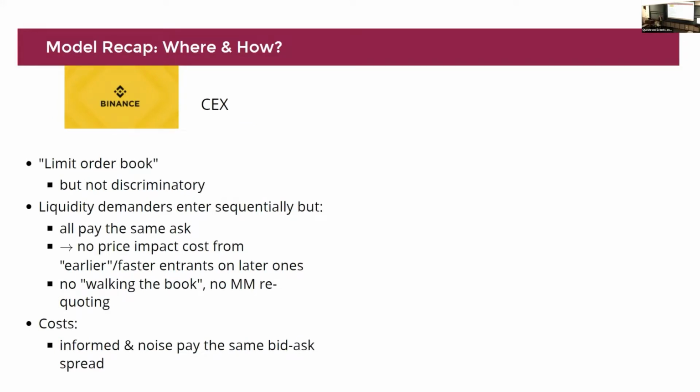We can trade on the centralized exchange, Binance for example. It has a limit order book, but it's not discriminatory. Liquidity demanders all enter sequentially, but they all pay the same ask price. There is no price impact cost. If you're too late to the game, you pay the exact same price as the earlier entrants. We're all lining up and we all pay the same price. No walking through the book. What's the cost? It's the same cost for informed and noise traders. Everybody pays the bid-ask spread.